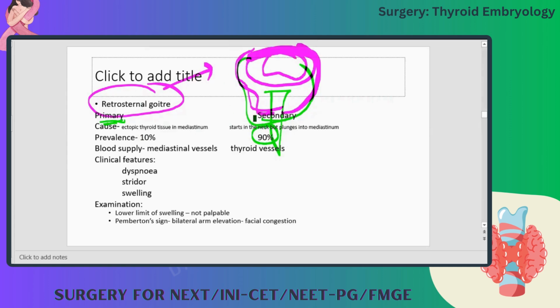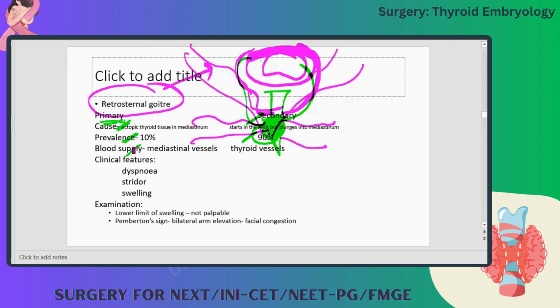That is secondary. Primary is ectopic thyroid tissue. Sometimes the thyroglossal tract will go down into the mediastinum, so there will be ectopic tissue here. Okay, that is one and this is one. Primary only has 10% prevalence. Secondary has 90% prevalence. And look at the blood supply. If it is originating here, it will have blood supply from the mediastinal vessels. If it originates from the neck and goes down, it will have blood supply from the thyroid vessels only.